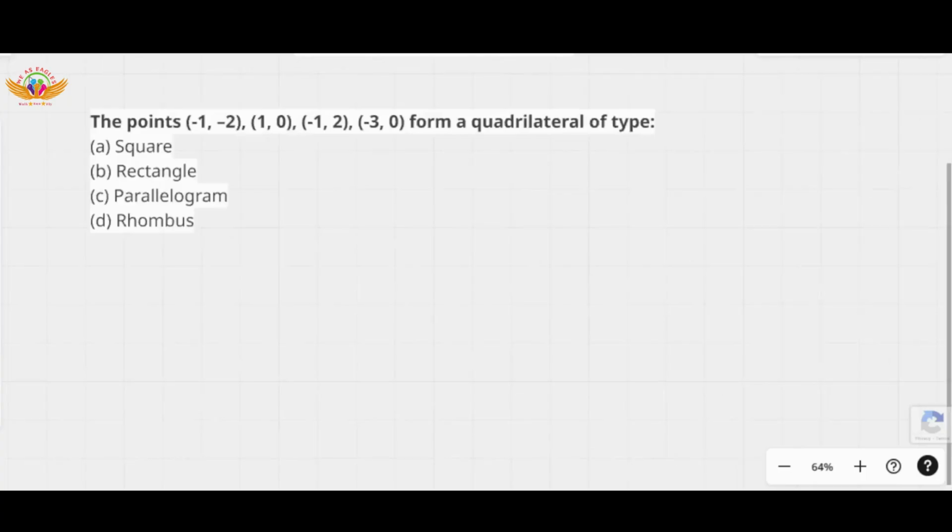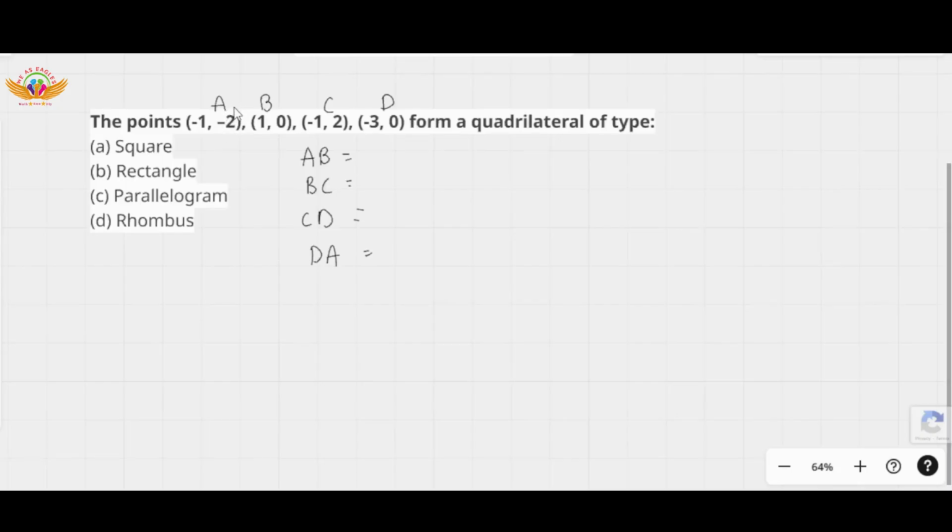The points (-1, -2), (1, 0), (-1, 2), (-3, 0) form a quadrilateral of which type? So let us name them point A, point B, point C and point D. First find out the distance AB, then BC, then CD, and also DA. So I'm going to find the distance of the 4 sides and see whether all sides are equal or not. Also I'm going to find the diagonals.